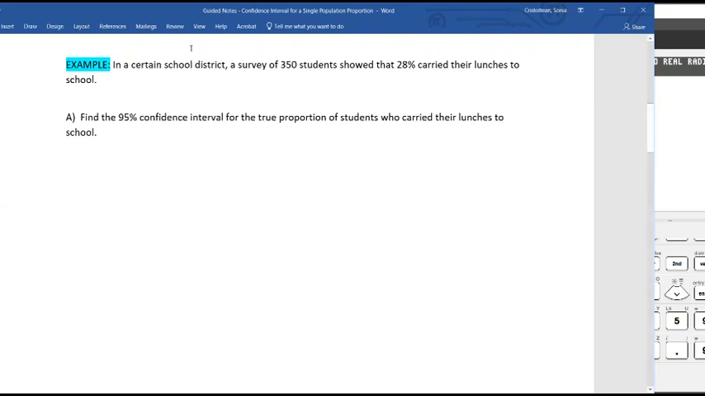So let's see what is the given information. You may realize that we don't really have too much information. We have N, which is 350 students, and we have 28% of those that carry their lunches to school. So P hat is actually 0.28, and that's it. And the question is, find the confidence interval for P. The confidence level is 0.95, and given P hat, we can figure out Q hat, the probability of failure in this case, to be 0.72, which is 1 minus 0.28.